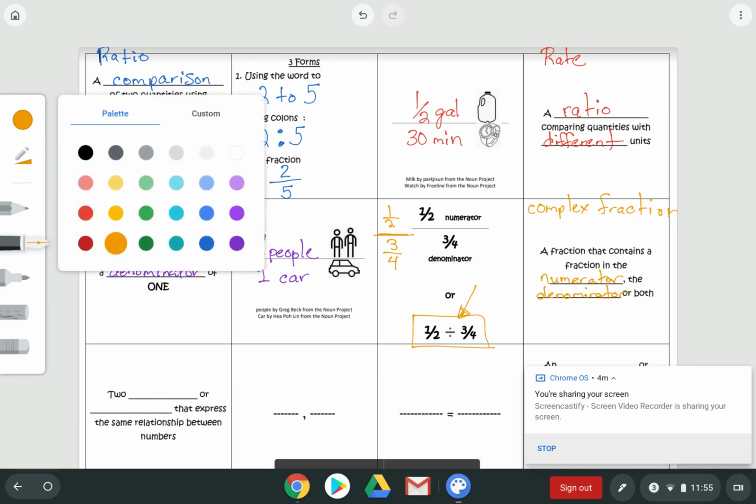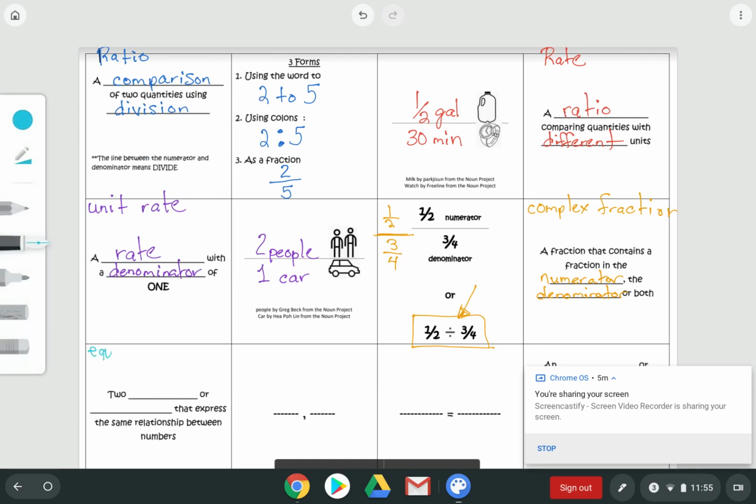The next vocabulary we're going to talk about is equivalent fractions. And you've been dealing with equivalent fractions for a long time. Equivalent fractions are just two ratios or fractions that express the same relationship between numbers.